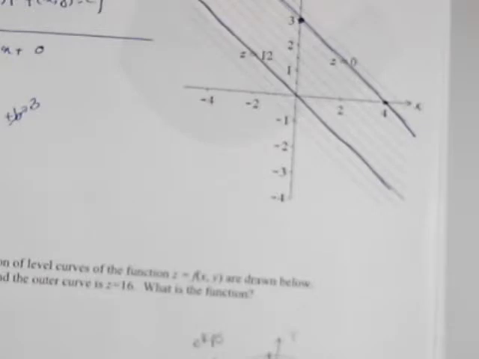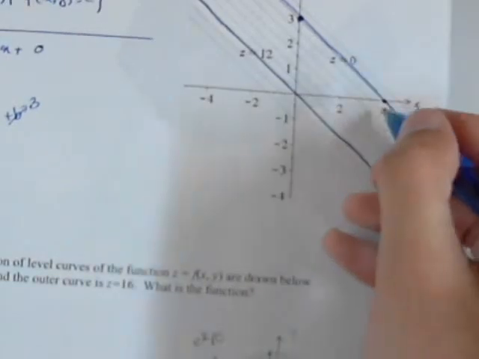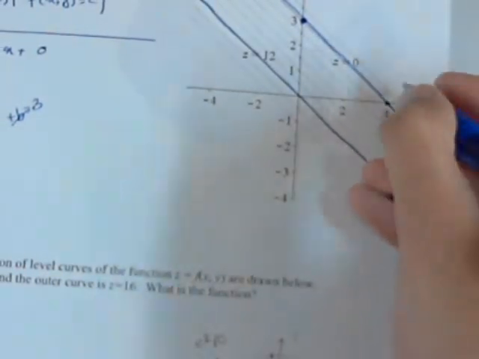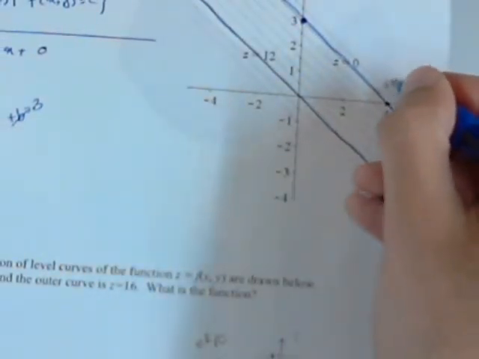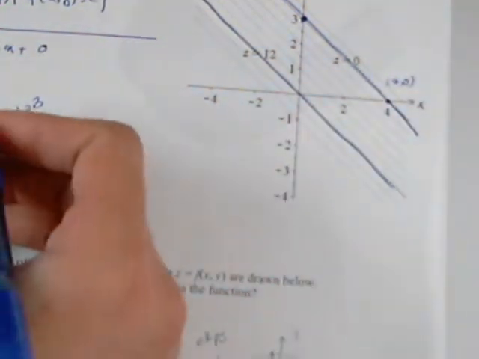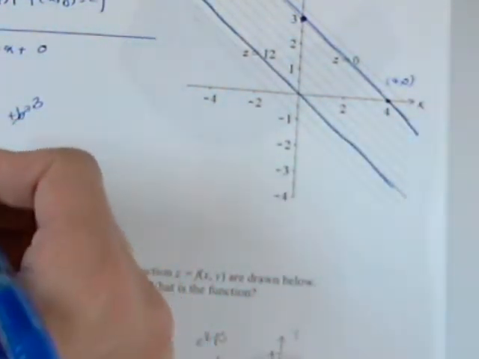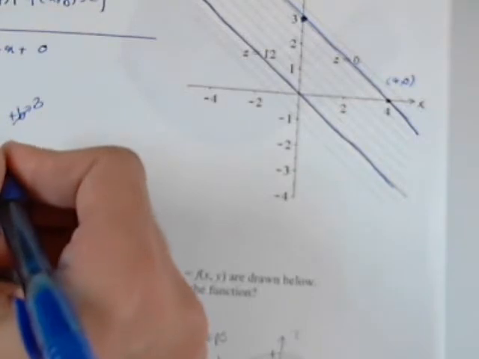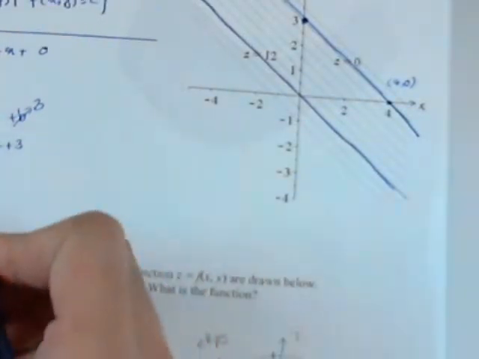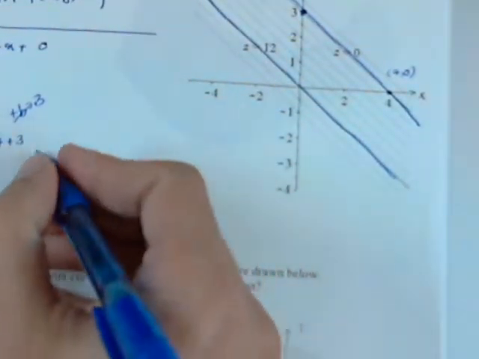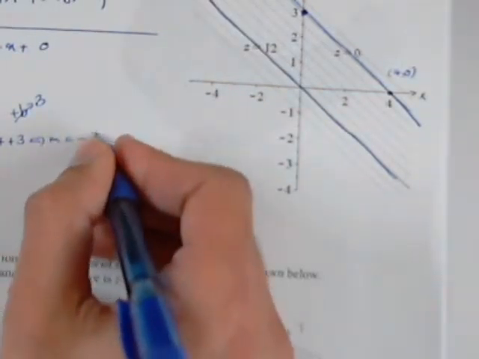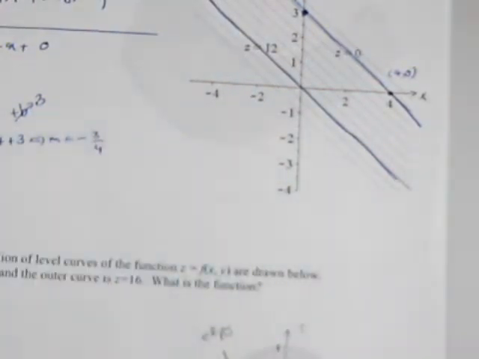And what is m? Or a better way would be if I plug in 4. So this point is (4, 0), right? So let's figure out m. So 0 is equal to m times 4 plus 3, right? And then that gives me m equals minus 3 by 4, right?